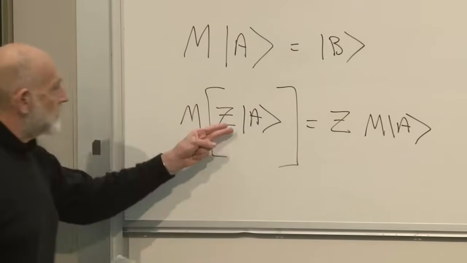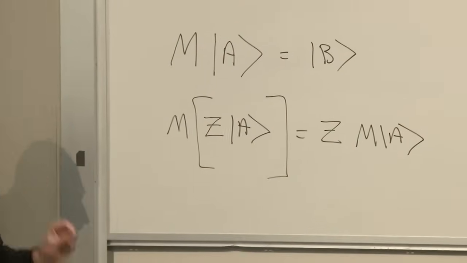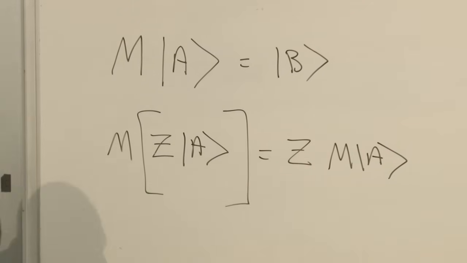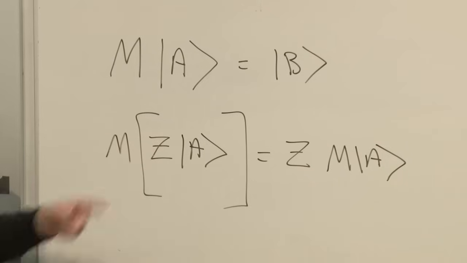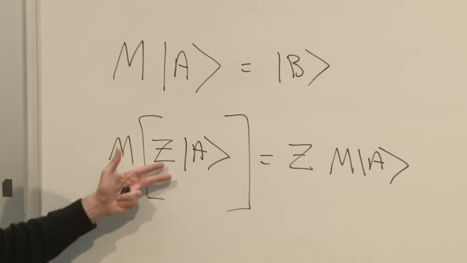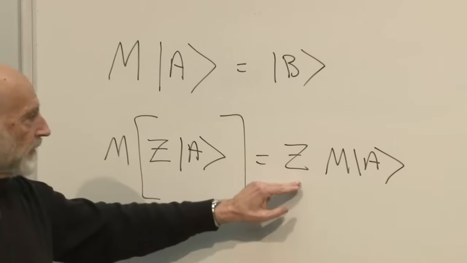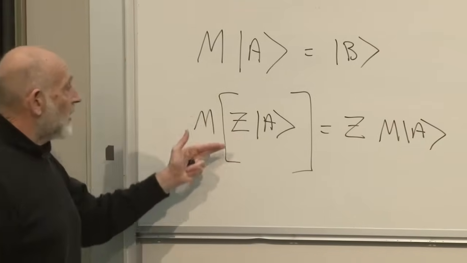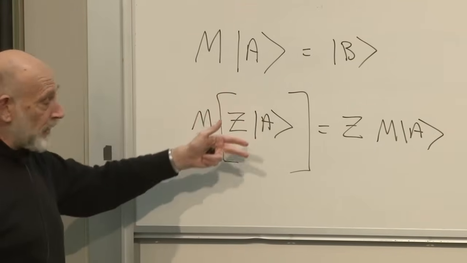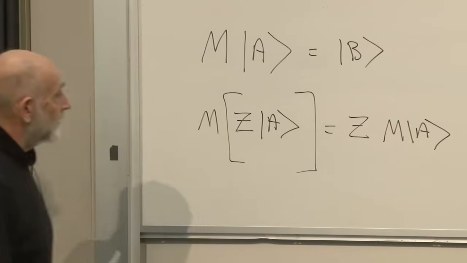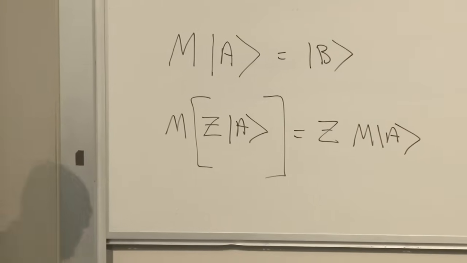All right, so it just means that a complex number can be brought through M. M acting on twice A gives twice what M would have given on A. M acting on three times A gives three times what M gives on A. M acting on i times A, the complex number i, just gives i times whatever M would give on A. That's the first rule about linearity.